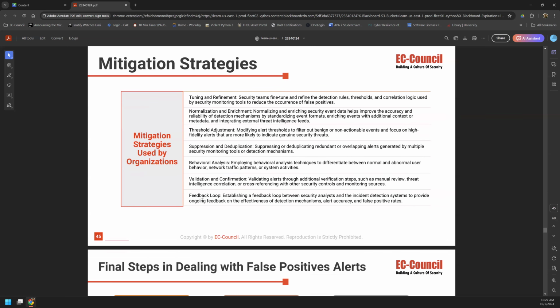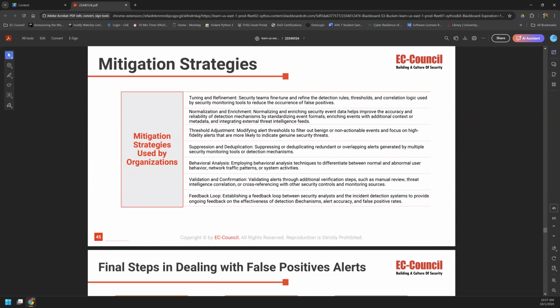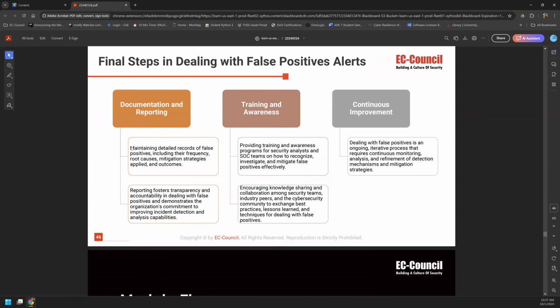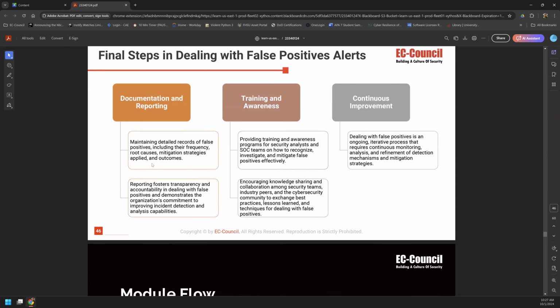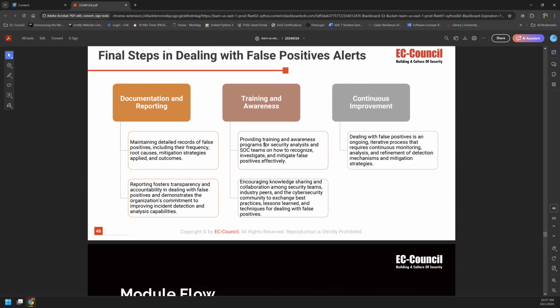And then really setting up a feedback loop between your security analysts and the incident response systems to provide ongoing feedback on the detection mechanisms. That gets you back into your reporting, setting that up, how you can clean those up in the future, setting up training and awareness basically for your SOC teams themselves to mitigate false positives effectively and efficiently, and then continuous improvement for that as well.